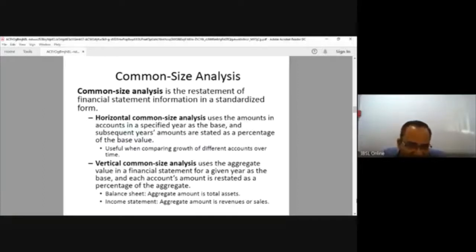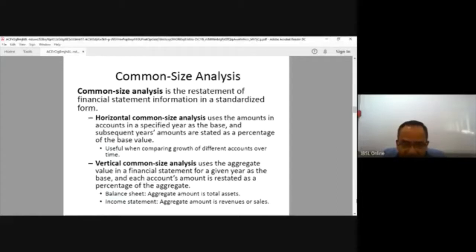This is for your knowledge, but don't worry, I am not going to ask you to do a common size analysis of a balance sheet and all that. But you should understand what a horizontal common size analysis and a vertical common size analysis are.